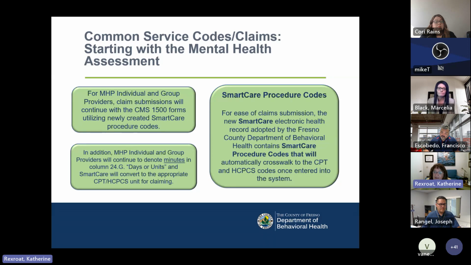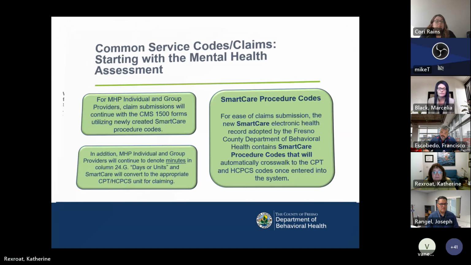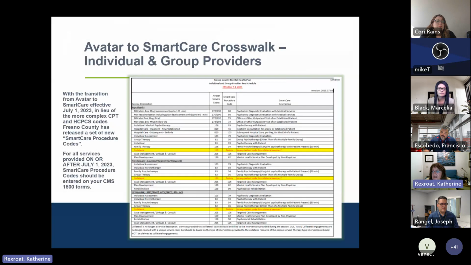So this should make it easier. You don't have to always know what the unit is. It'll calculate it for us. After this meeting, we'll discuss this a little more in depth after the training, but you will receive the Avatar to SmartCare crosswalk for individual and group providers. And with the transition from Avatar to SmartCare, effective July 1st, 2023, in lieu of more complex CPT and HCPCS codes, Fresno County will release, or has released, a set of new SmartCare procedure codes.